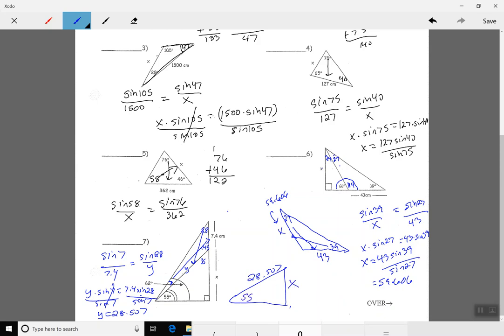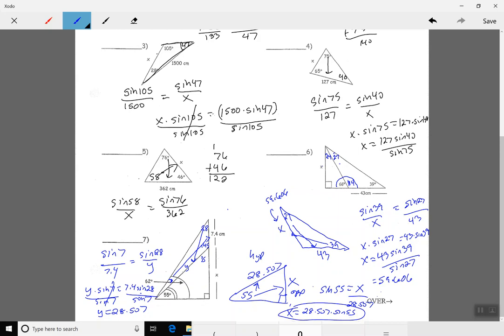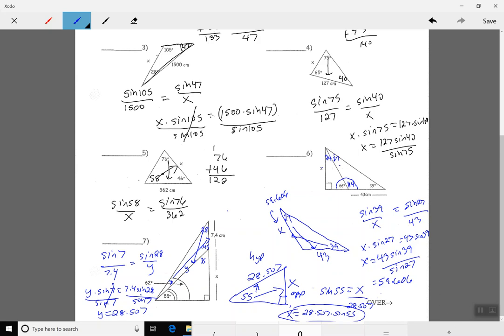I know that's 55 degrees. This would again be opposite over hypotenuse. Because of a right triangle, I can use my trig. So sine of 55 equals opposite over hypotenuse. And so x must be equal to 28.507 times the sine of 55 degrees, if I solve that by multiplying, getting rid of that in the denominator on both sides. Plug that into your calculator, get your answer. And that was the solutions for the law of sines homework.